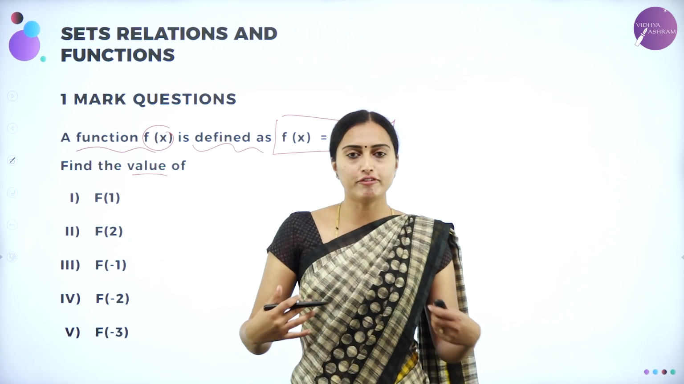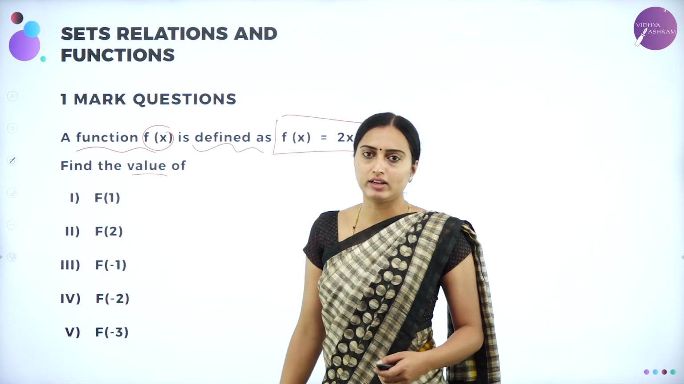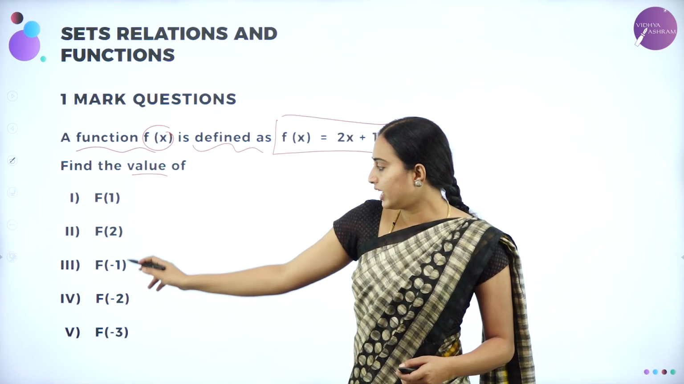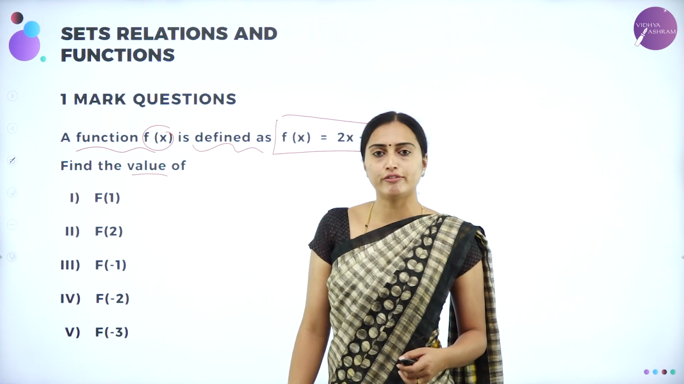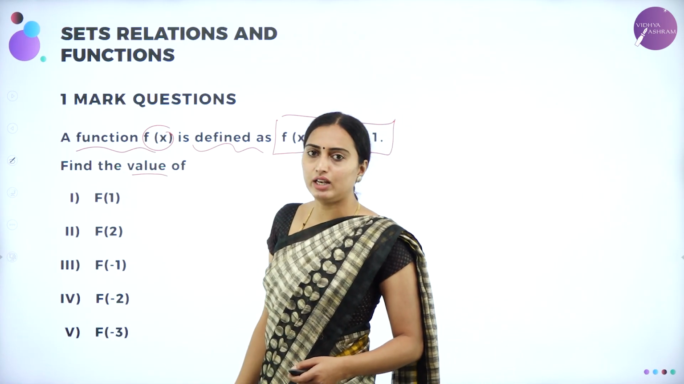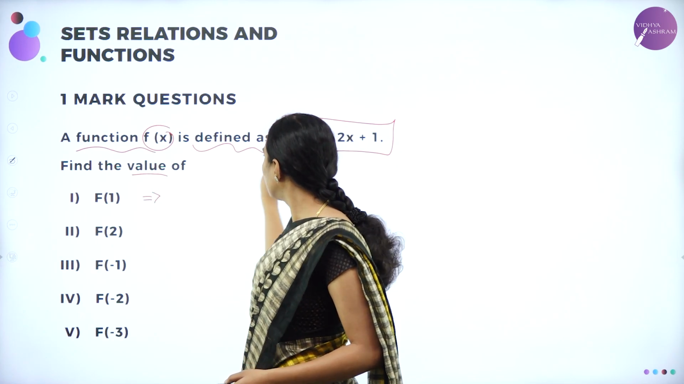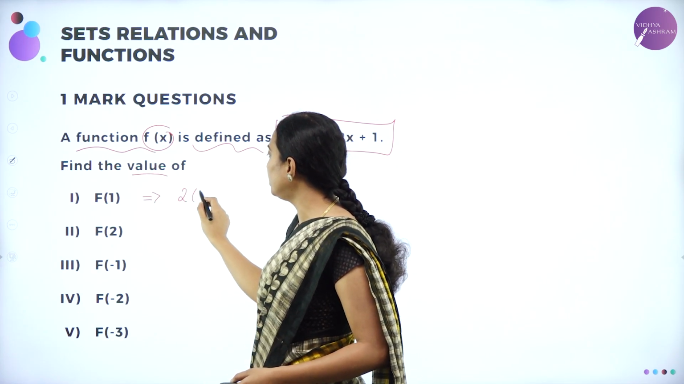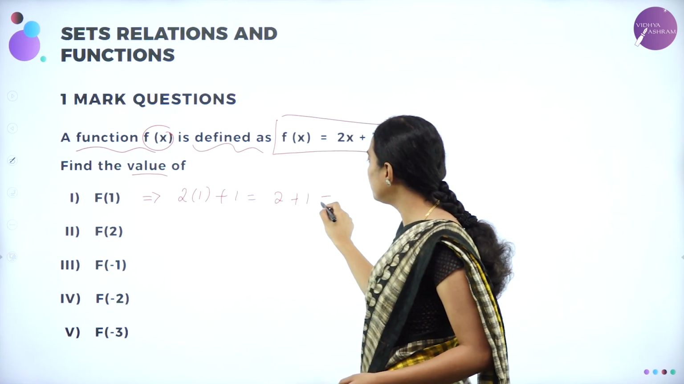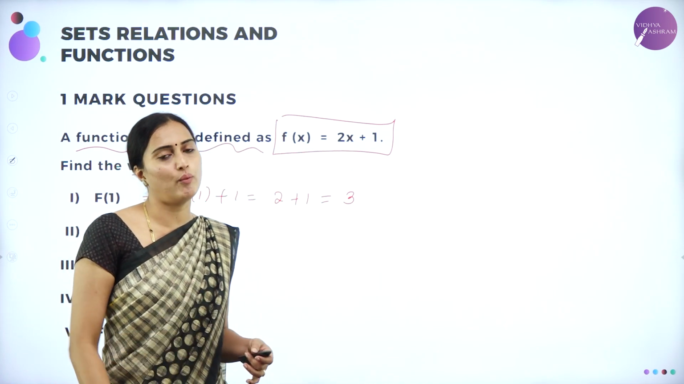F of 1 means putting x equal to 1. Putting x equal to 2 will give you f of 2. Putting x equal to minus 1 will give you f of minus 1. Therefore, taking the function and substituting the value, f of 1 is 2 into 1 plus 1, which is 2 plus 1, which is equal to 3. That is your answer. This is only for 1 marker.